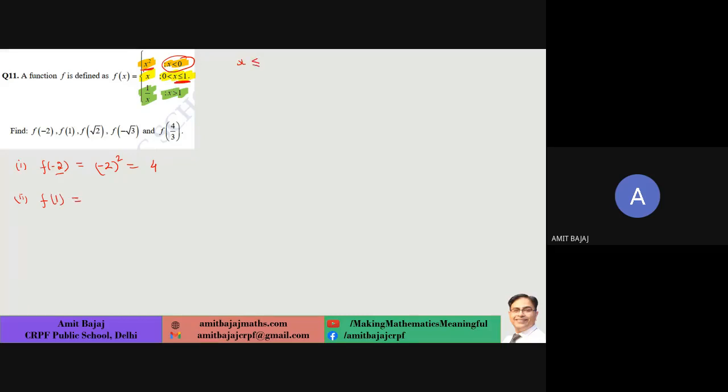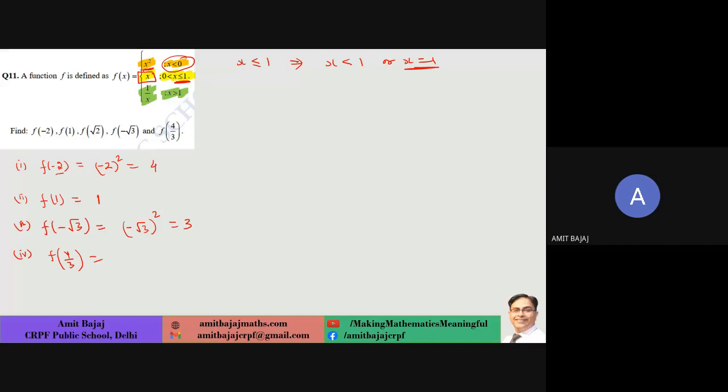See what this means. x is less than 1 and x is equal to 1. So at 1 the answer is x only, meaning 1 only. What is the answer to the third part? The first definition will not be used. Answer. Fourth part, what is the answer? F of 4/3.